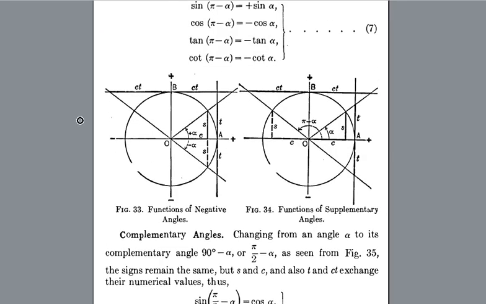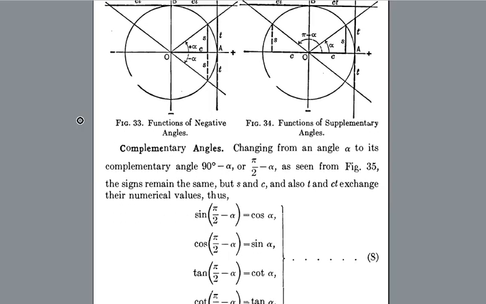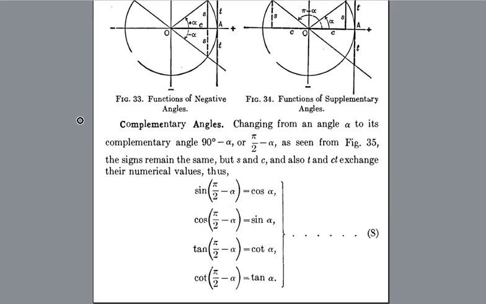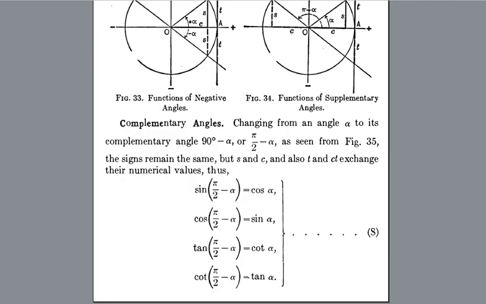The sine of pi divided by 2 minus alpha equals the cosine of alpha. The cosine of pi divided by 2 minus alpha equals the sine of alpha. The tangent of pi divided by 2 minus alpha equals the cotangent of alpha. The cotangent of pi divided by 2 minus alpha equals the tangent of alpha.